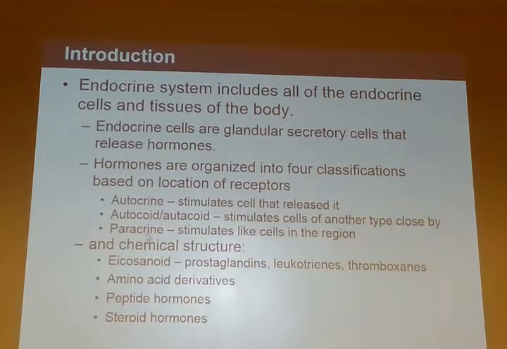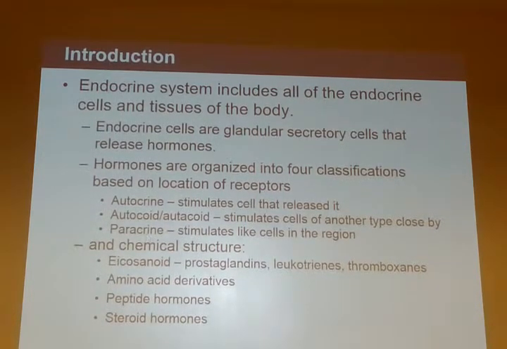Paracrine is where the chemicals stimulate similar cells, so like cells in that same tissue. Paracrines, autocrines, autocoids, they have very short half-lives. They very rarely get into the blood, and if they do, they're usually degraded before they get to any other tissue that has a receptor for them. So they're having localized effects.